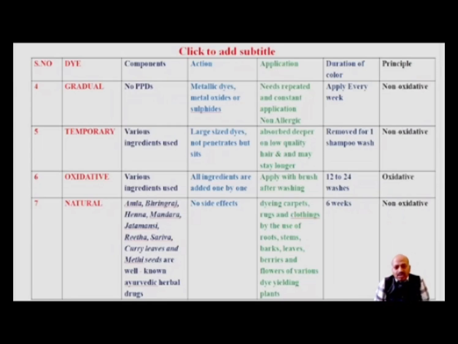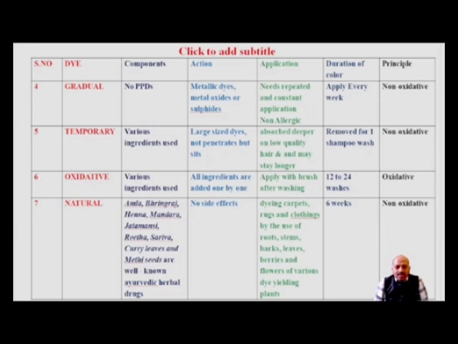The fourth point here is the fourth dye, gradual hair dyeing systems. No PPDs are there in the components. Action: metallic dyes, metal oxides or sulfides are present that will be incorporated on the surface of the hair shafts as a color dye. The application needs repeated and constant application, non-allergic. Because it is a gradual dye, we have to apply it constantly for a couple of weeks to be colored into a darkened color. The duration of color: apply every week. And the principle is non-oxidative.